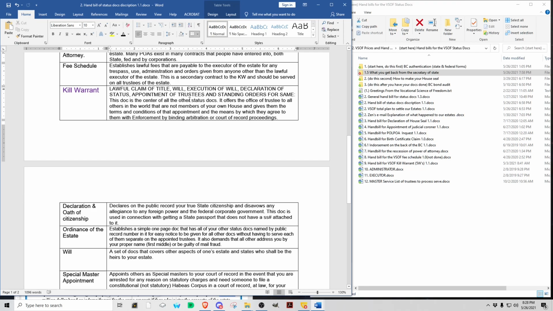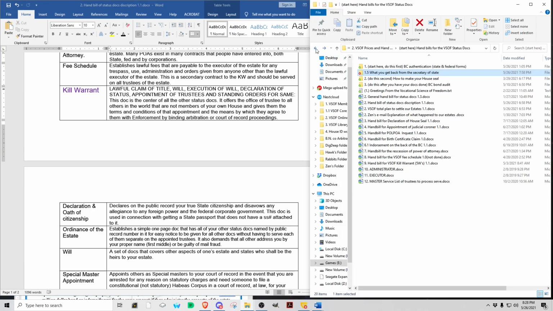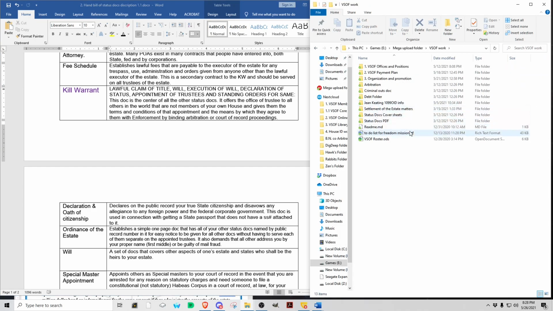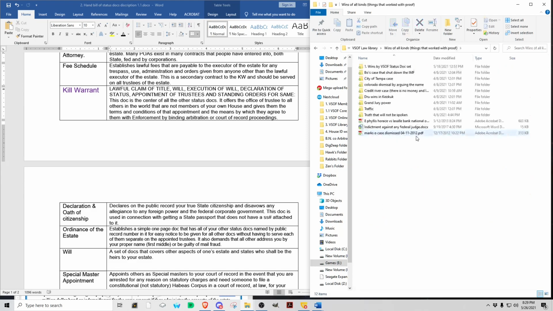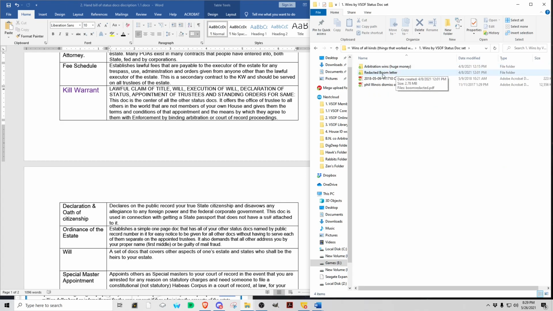Now, originally, this document started out as one page. It was filed into a child support case. If anybody wants to see it, I put it into a wins column. It's in the very bottom of the law library. Wins of all kinds, things that worked with proof. And I believe what I put in here was, it's under redacted boom letter.